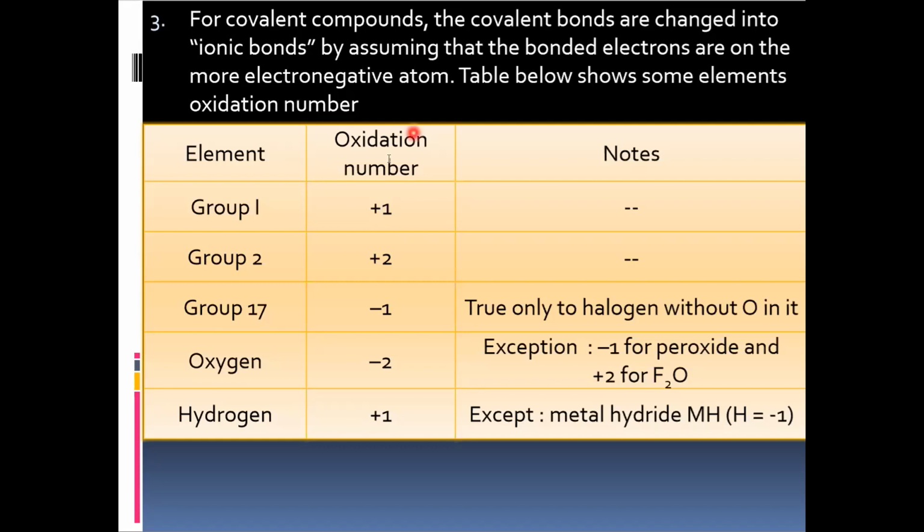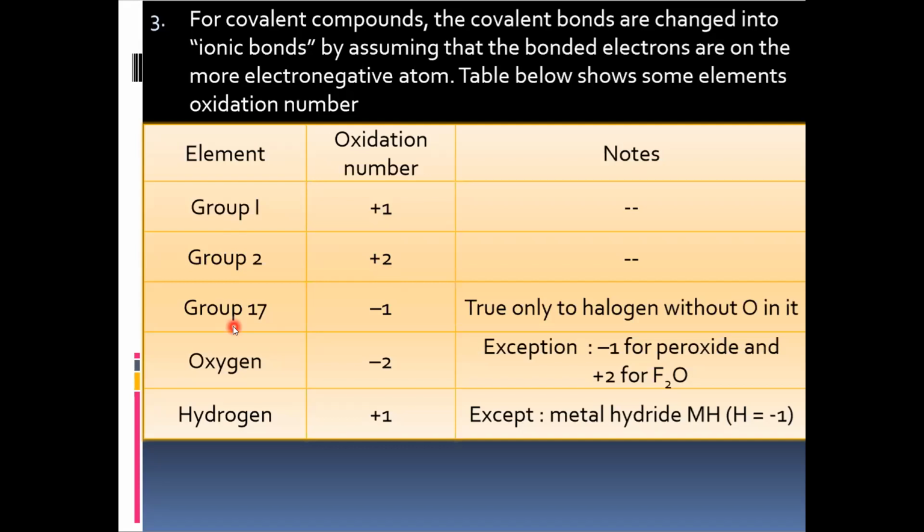For example, we know that elements that are in group 1 have a +1 oxidation number. Elements that are in group 2 have a +2 oxidation number. Elements in group 17, also known as group 7, so don't mix it up. Group 7 is also group 17.